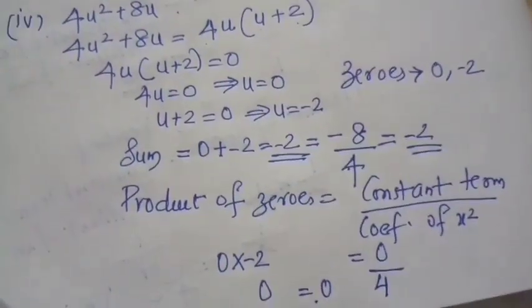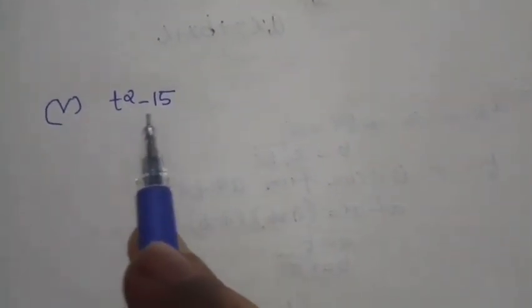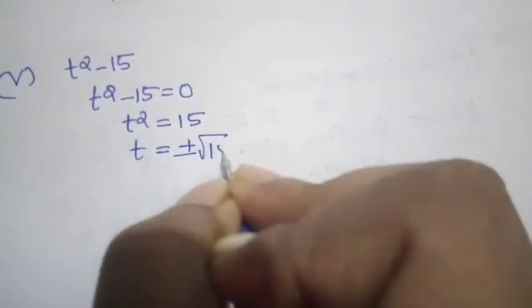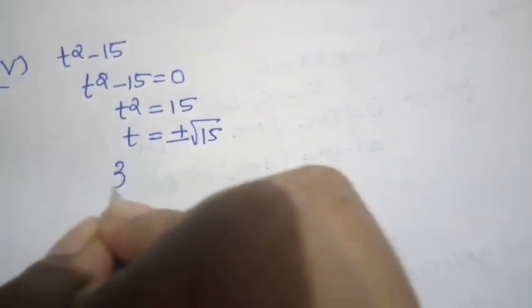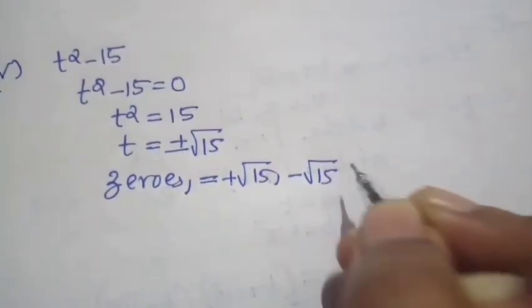Now moving on to the fifth question. Now we are going to do the fifth question, that is t square minus 15. This can be done in two ways. Our first method is directly equating it to 0. We want to find the value of t. So t square is equal to 15, that is t is equal to plus or minus root 15. So we get two zeros. What are the zeros here? Plus root 15 and minus root 15.